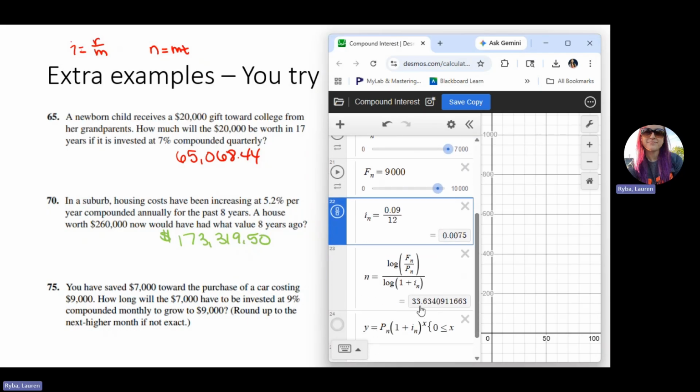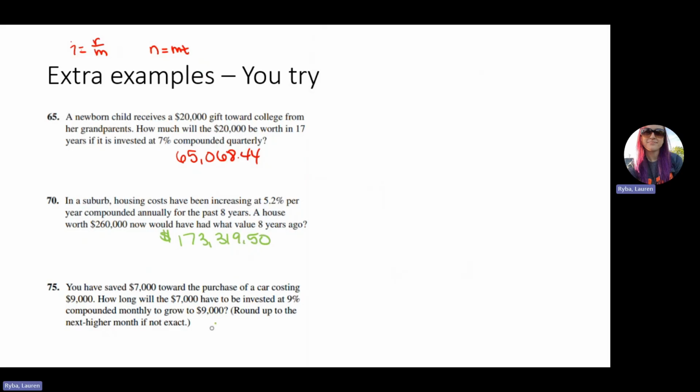This right here says 33.6. It says round up to the next higher month, if not exact. So we would round that up to 34. And whatever your compound period is, that's what this answer is. So if you are calculating this monthly, your answer comes out as monthly. This is 34 months. If you were calculating this yearly, this answer would be years. If you calculate it quarterly, it would be that many quarters. Okay? So rounded up, 34 months.